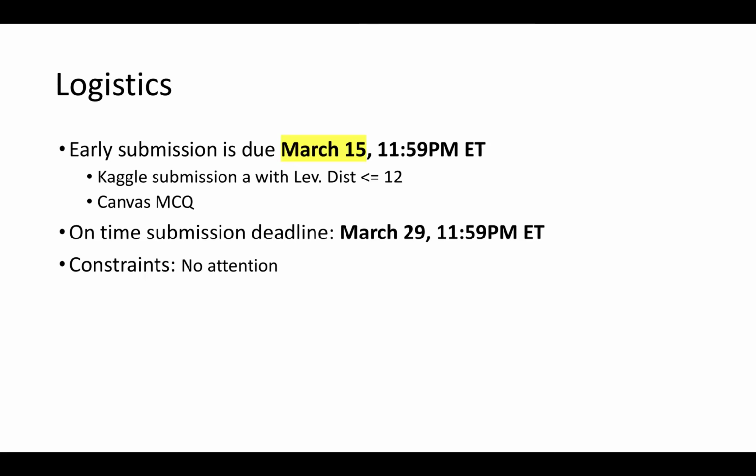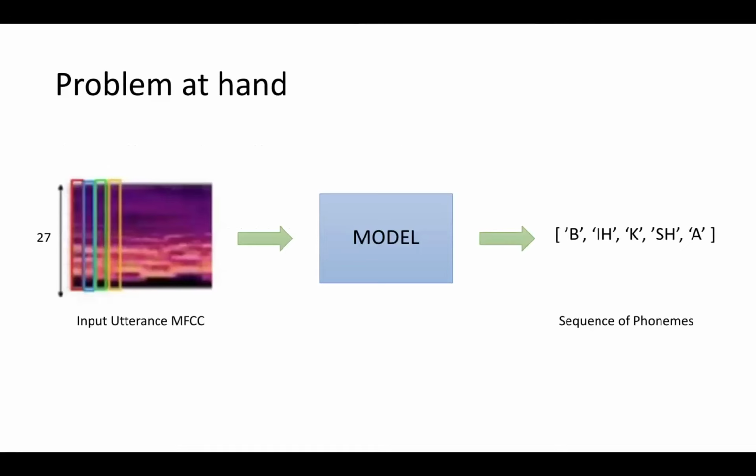There are no other constraints, but you must not use attention, because one of the major objectives of the upcoming homeworks will be to use attention. So in this homework, we will not allow you to use attention. We will be getting into a sequence to sequence problem here. Our task will be taking these MFCC features, there'll be 27 features, and we will have to do the sequence to sequence task.